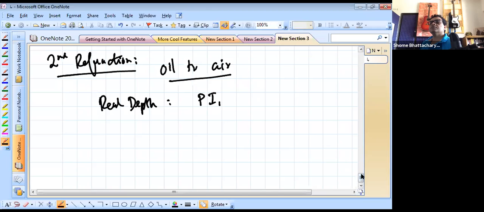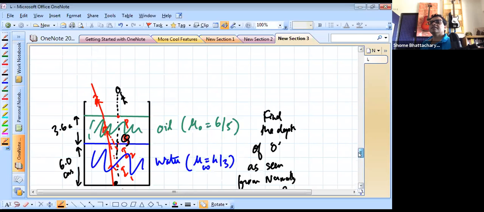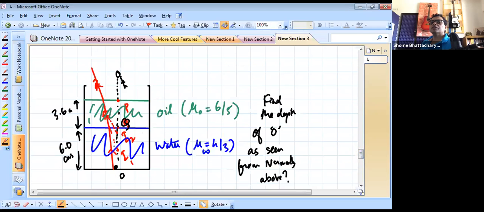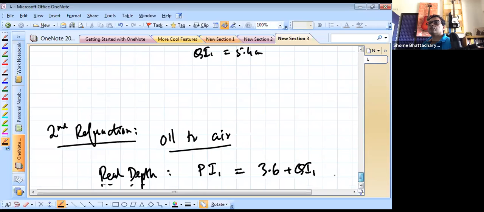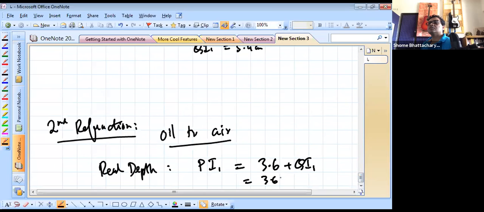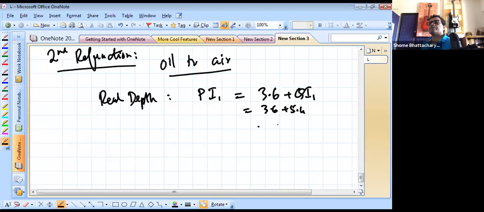So let's go back to the diagram, you'll understand. So for the second refraction, this point I1 is the object and refraction is happening at the top surface. So from the point P on this surface to I1, that is your real depth. That is the thickness of the oil layer, which was 3.6 centimeters plus QI1, which we just saw is 5.4. 3.6 plus 5.4, so that is 9 centimeters. This is the real depth.